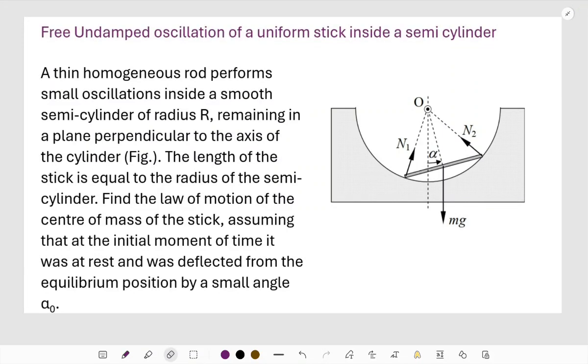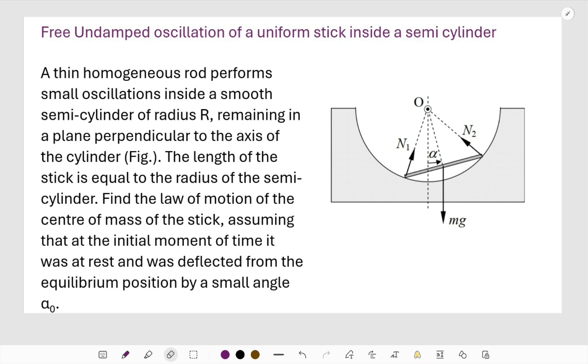And again, you can see we have another example of free undamped oscillation of a uniform stick inside a semi-cylinder. Take a look at the statement of the problem: a thin homogeneous rod performs small oscillations inside a smooth semi-cylinder of radius r.